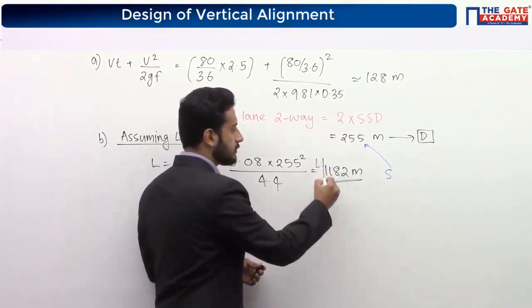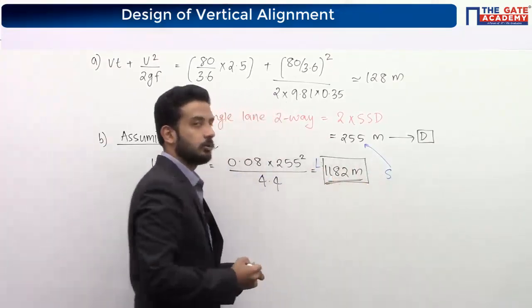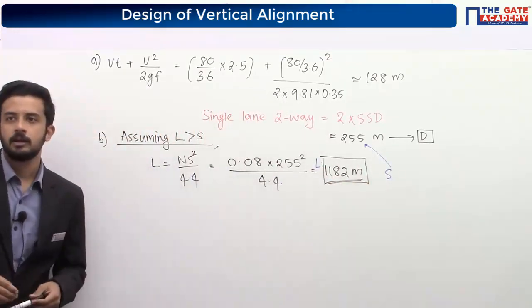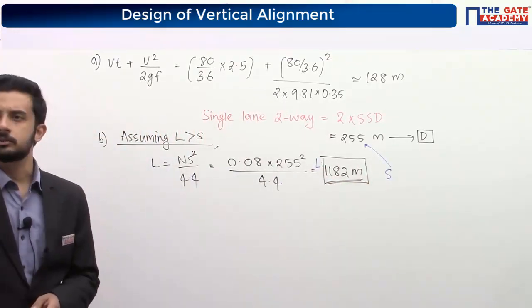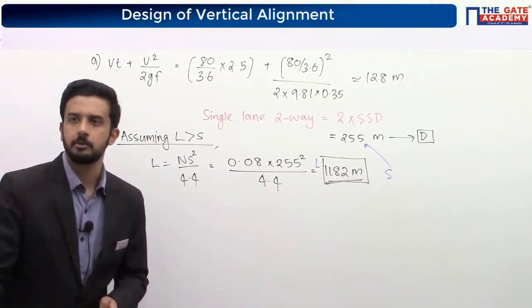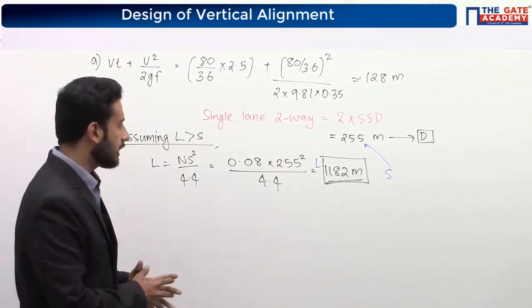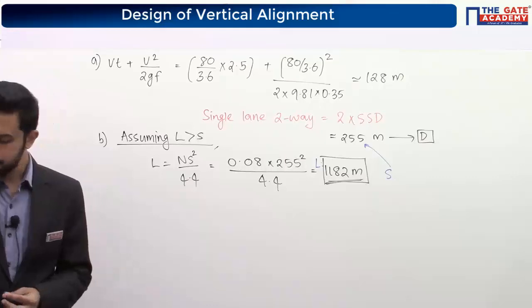Absolutely correct. So my final answer will be 1182 meter. Understanding? Is it 232 or 2.32? I am not able to read it properly. Okay, understanding the question? 1182 meter.